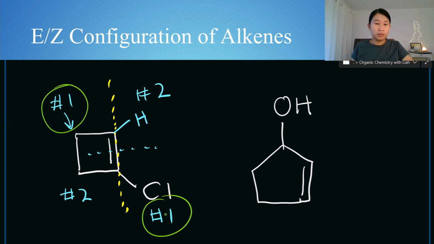The groups with priority number 1 lie on opposite sides of the yellow line, and so this will be an E configuration of this alkene. Right, now let's do another one.